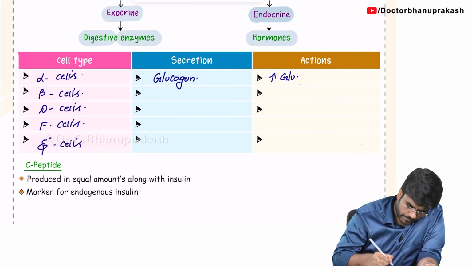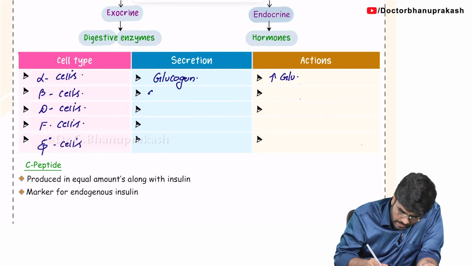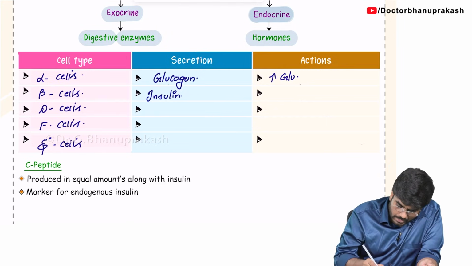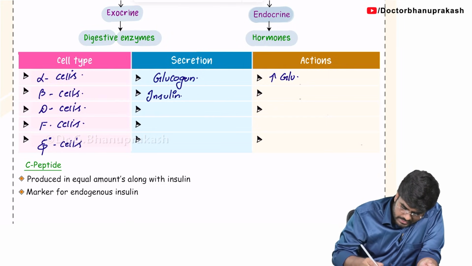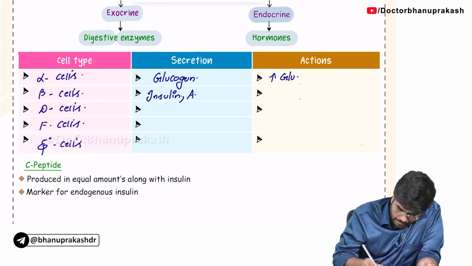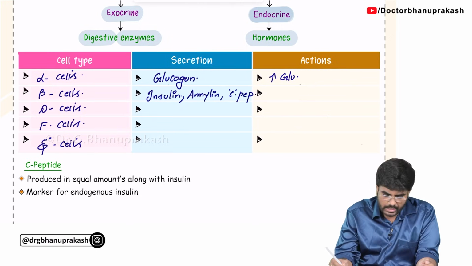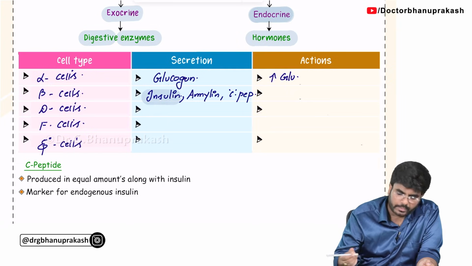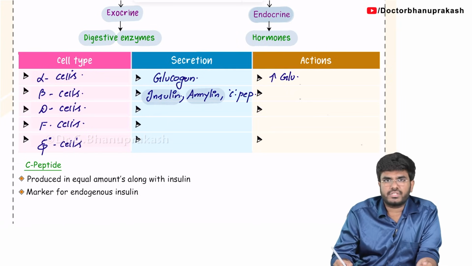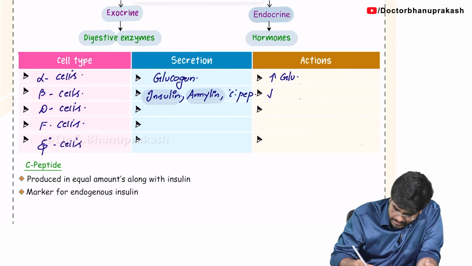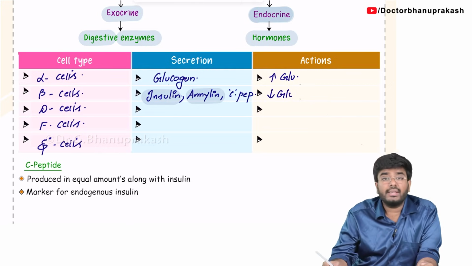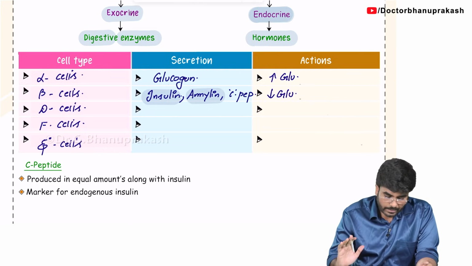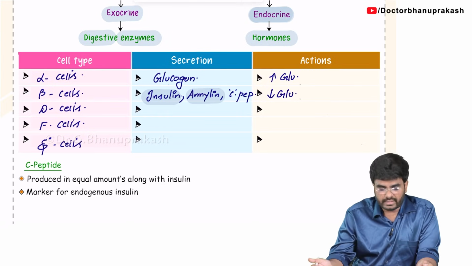Next up, beta cells. Beta cells produce a hormone called insulin. Not only insulin, they also produce a hormone called amylin, and a waste product called C-peptide. Now, what is the main function of insulin and amylin? Insulin's main function is to decrease your blood sugar levels. Amylin of course helps maintain the blood sugar levels, but mainly insulin decreases the blood sugar levels.